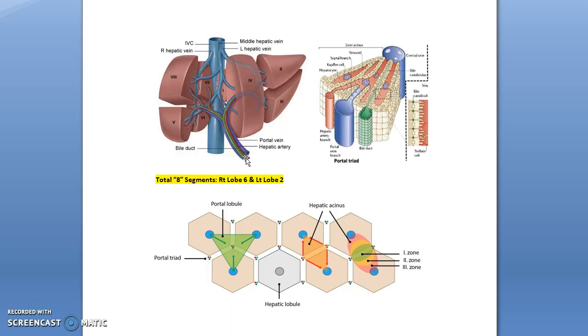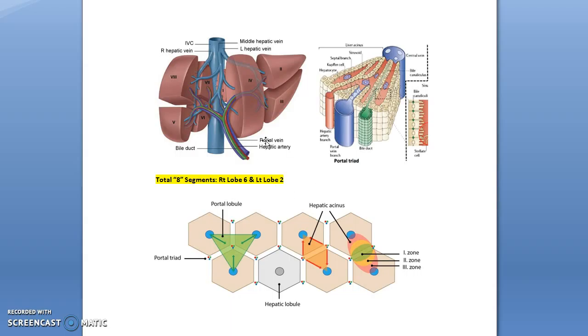Alright, so this is the portal vein along with the hepatic artery and the bile ducts, branching inside the liver, and the blood supply of the liver drains out from the liver through 3 hepatic veins, right, middle, and left hepatic vein, into the inferior vena cava. That's fair enough.